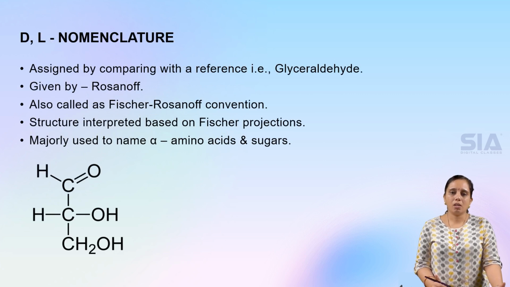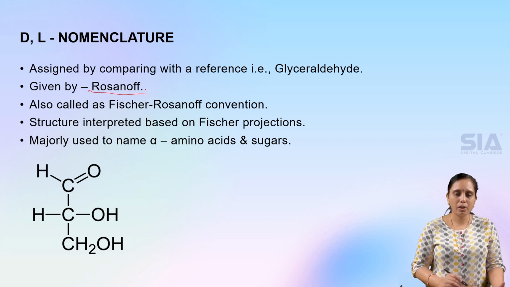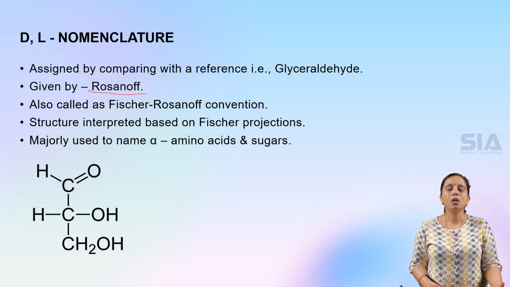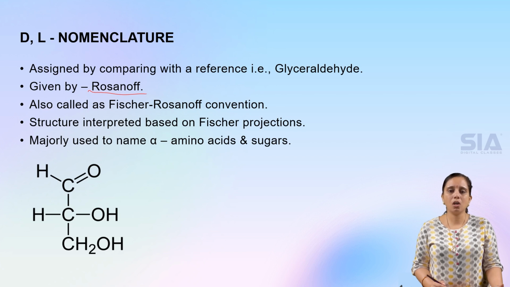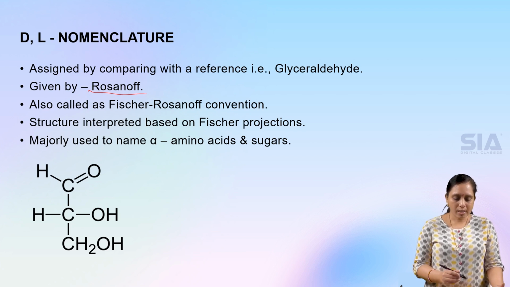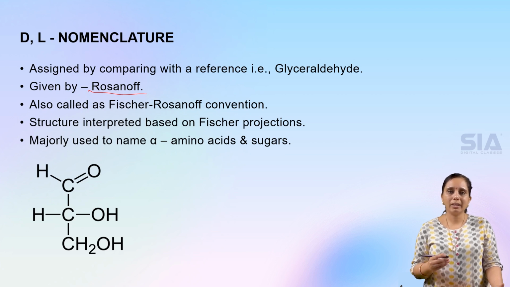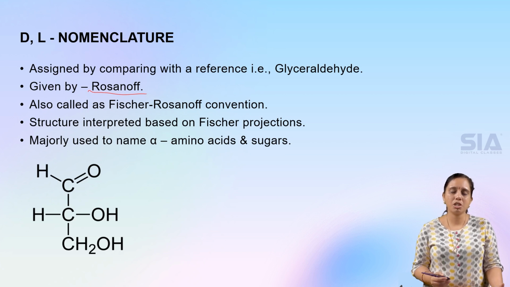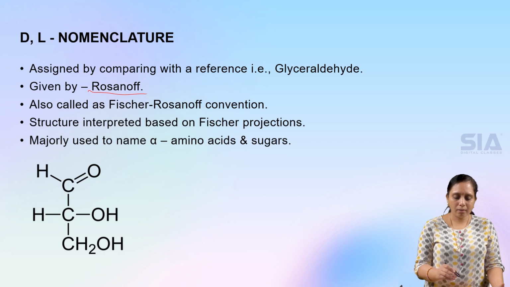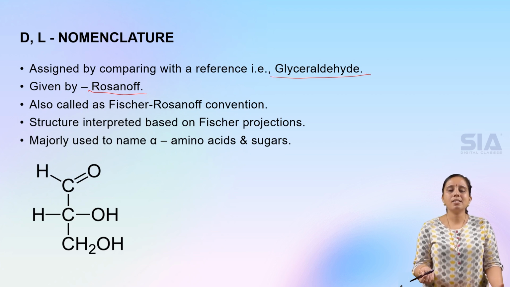DL nomenclature was given by Rozanov using Fischer projection formulas of molecules. Hence it is also called the Fischer-Rozanov convention. It is majorly used to give names and to understand the structures of amino acids and sugars that are present in our body or in nature. Glyceraldehyde is taken as the reference to give names to other molecules. Hence, it is also called relative configuration.